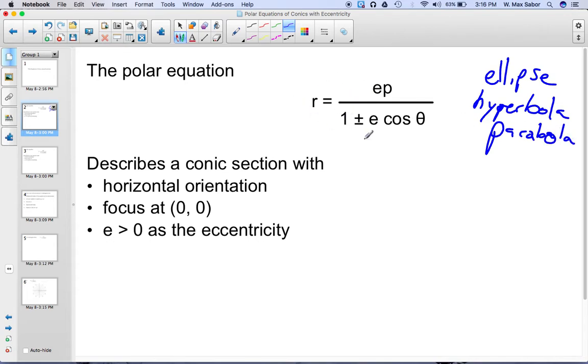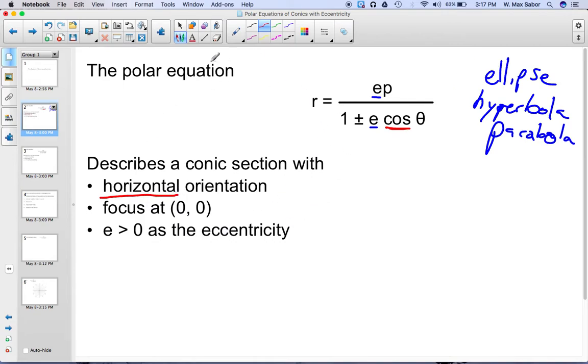With this formula, we describe a conic section with horizontal orientation, a focus at the pole, and e greater than 0 as the eccentricity. So that's e, the eccentricity, it's not e the number. P we're not going to worry about, but it is the same p as in 4p in a parabola. You'll notice that this one is cosine, which matches a horizontal orientation.